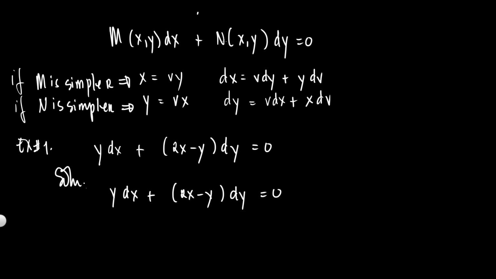Compare natin dito sa equation sa taas, M of xy dx plus N of xy dy. Yung M dito will be the y, yan yung may kasamang dx. And N will be equal to 2x minus y. Compare natin M and N. Alin ba yung mas simple dito? Obvious naman yung M. So, if M is simpler than N, use this substitution, x equals vy. Then differentiate, dx equals v dy plus y dv.